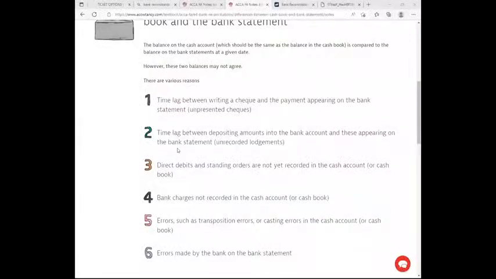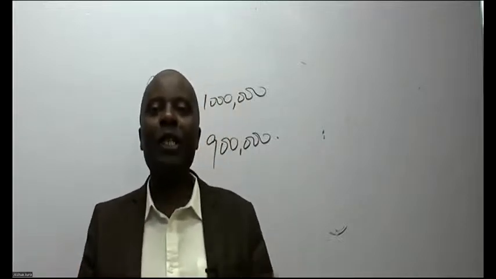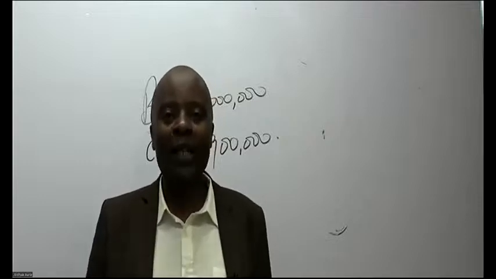Now, ladies and gentlemen, from there, we have the second item. We have what we call time lag between depositing amounts into the bank account and this appearing on the bank statement, what we call unrecorded lodgements. Now, ladies and gentlemen, remember, especially in those good old days, right? We have received as RCM Online College some payment in form of a check.